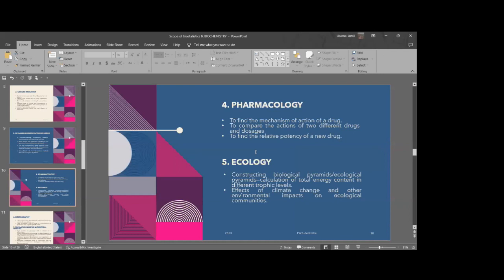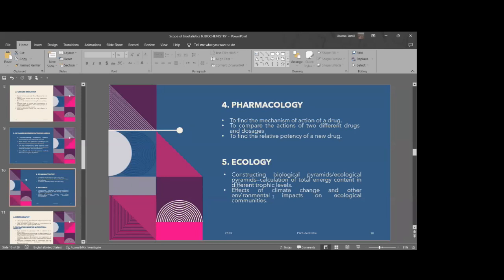So it is also used in pharmacology, as I told, in the development of drugs and trials; all the data and the assessment of that data comes under biostats. Next, the portion is ecology: constructing biological pyramids, ecological pyramids, calculation of total energy content in the different trophic levels. If we are studying zoology or have ecology as a major subject, we dig deep into it. So biostats is also employed there in different kinds of calculations.